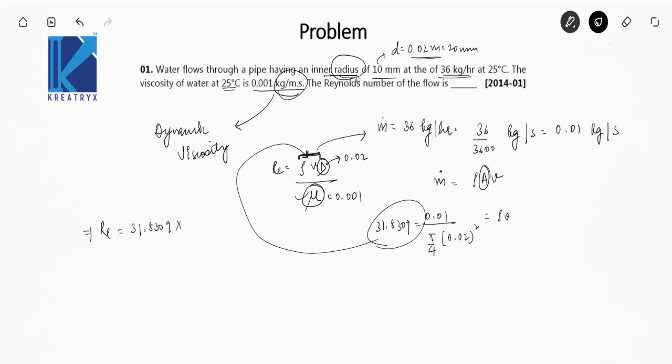Put this value in Reynolds number, and that implies Reynolds number equal to 31.8309 into the diameter, that is 0.02 meter, upon 0.001, that is dynamic viscosity. So Reynolds number will be equal to 636.619. Pretty simple question.